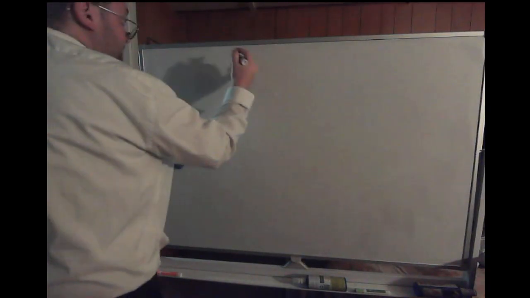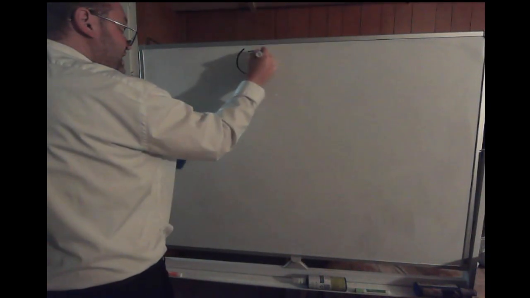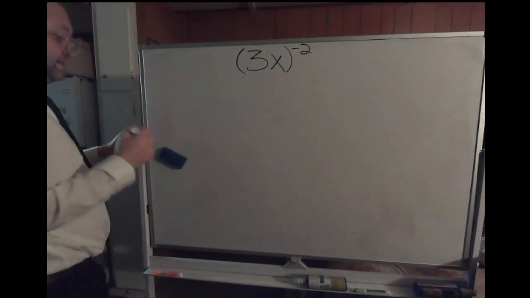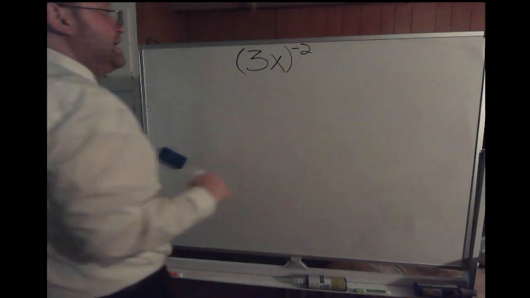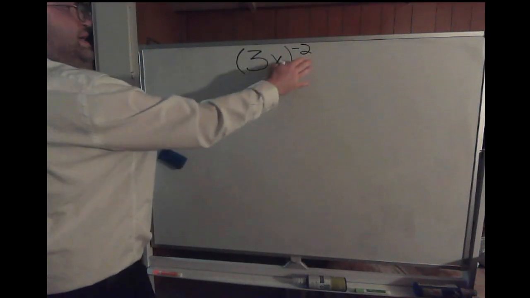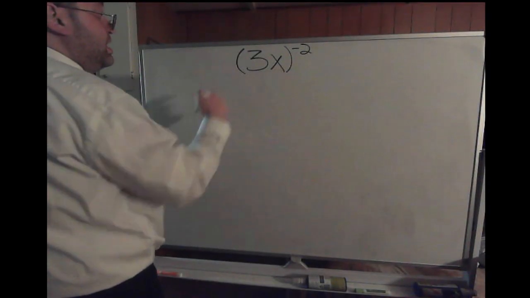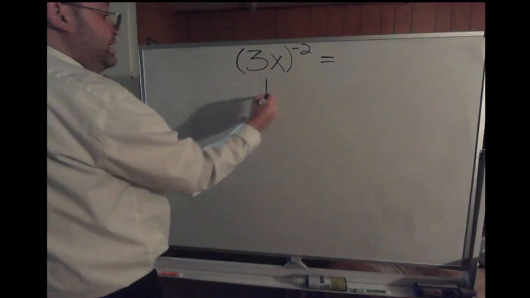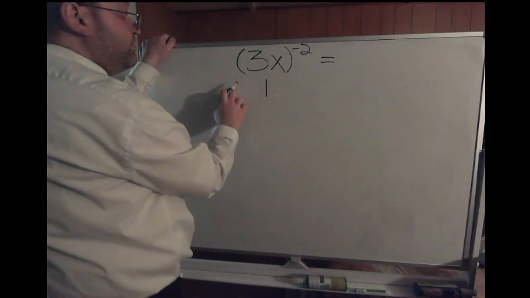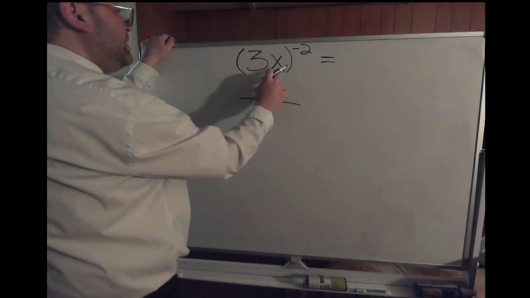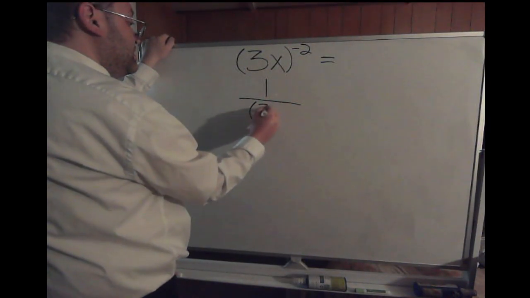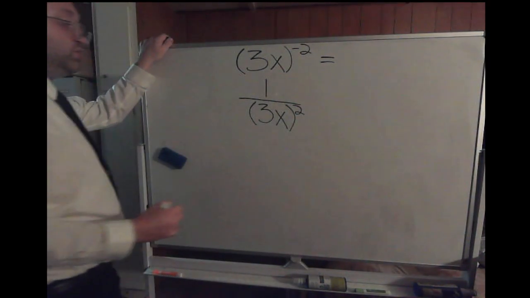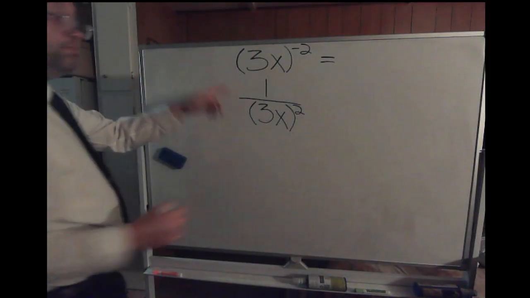Now, on the other hand, let's say we have something like this. You have the whole quantity of 3x to the negative second power. Whenever you have a whole quantity to a negative power, your default numerator is 1, okay? You have a default numerator of 1, but you'll take that whole quantity, that 3x, that's to the negative second power, you'll turn it into the positive second power. So what you have is 1 over 3x to the second power.